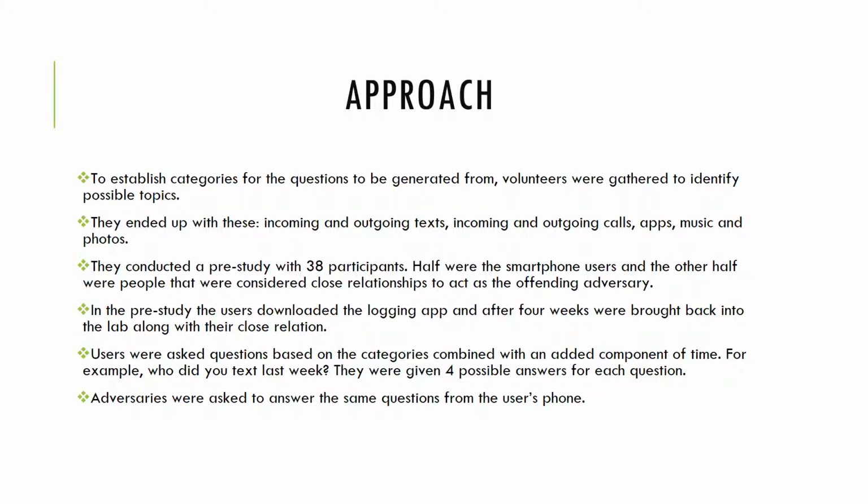They then conducted a pre-study with 38 participants in order to evaluate these categories. 19 of the people were the smartphone users, and the other 19 were people that were considered close relationships to act as the offending adversary. In this pre-study, the users downloaded the logging app, and after 4 weeks were brought back into the lab along with their close relation. A second app would then create the 21 dynamic questions. For each question, the user was given 4 potential answers, and one of which was always going to be none of the above.